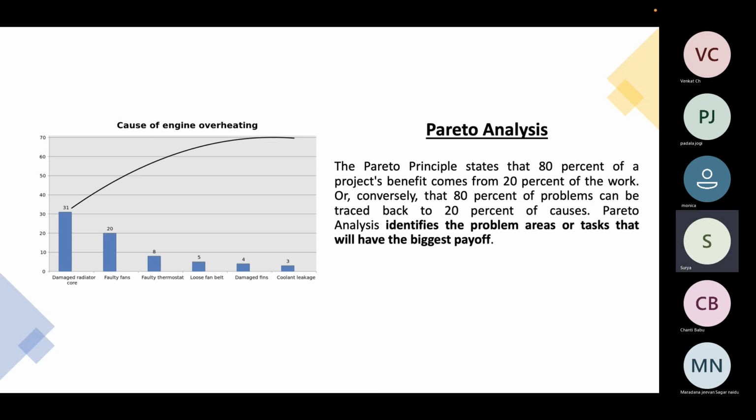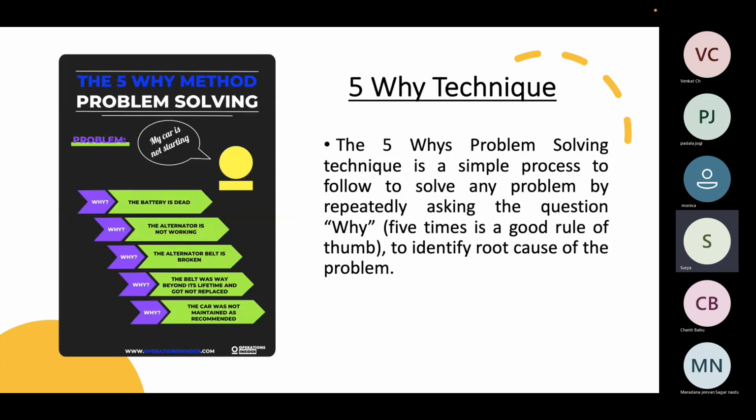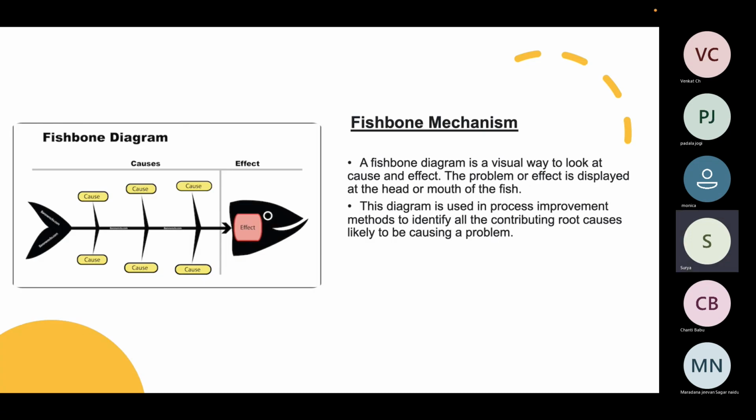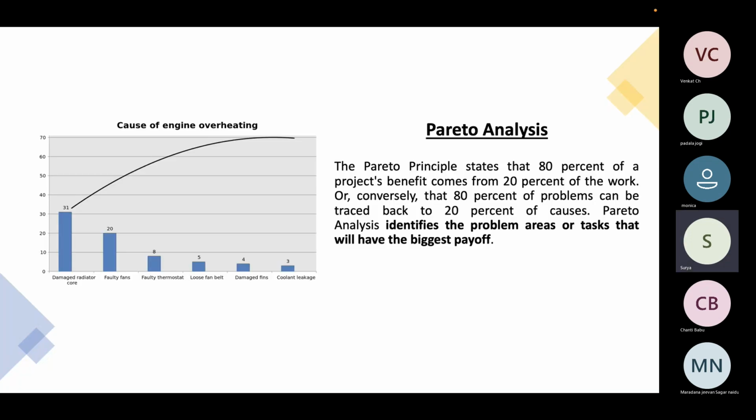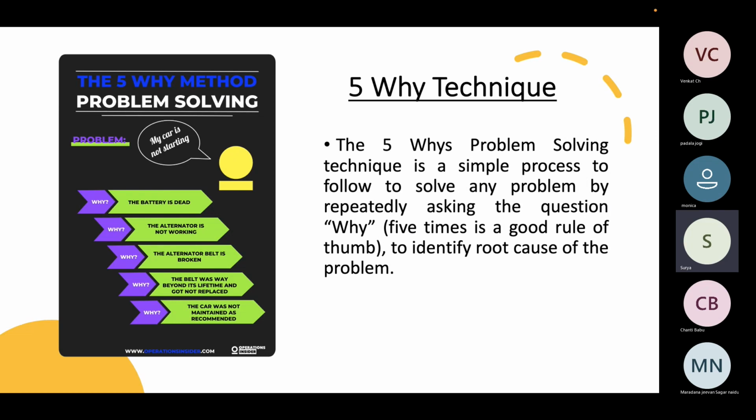This is called the business excellence team, or the center of excellence team. They will take care of this Pareto analysis. But as an associate, you need to understand what the 5 Why technique is, what the fishbone mechanism is, and what Pareto analysis is. Okay, these are the methodologies we will use for problem management.